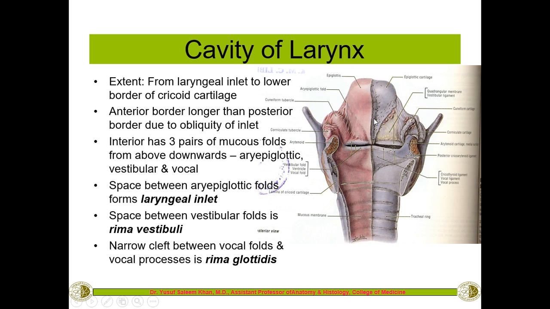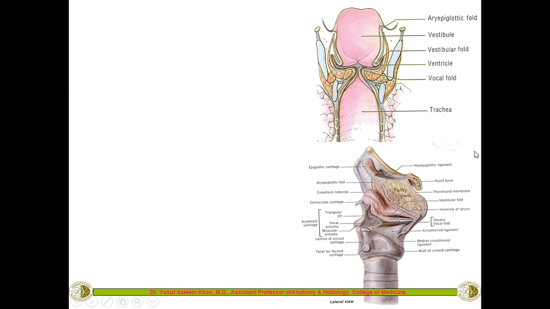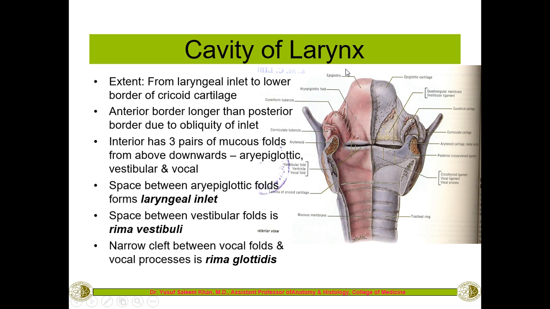The space between the vestibular folds will be called the rima vestibuli. In this picture it is much clearer. If you can see here, these are the vestibular folds, shown when they are open and when they are closed. So the space between these two vestibular folds is called the rima vestibuli.